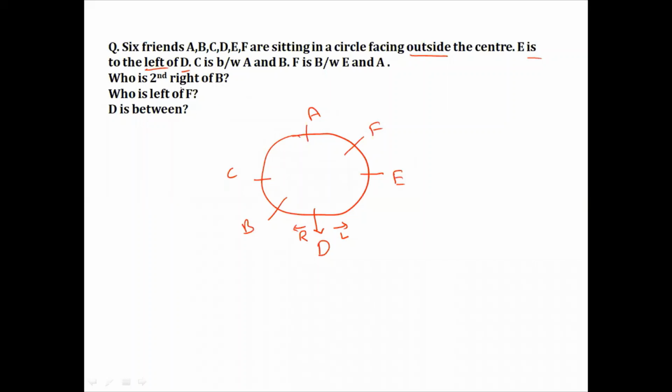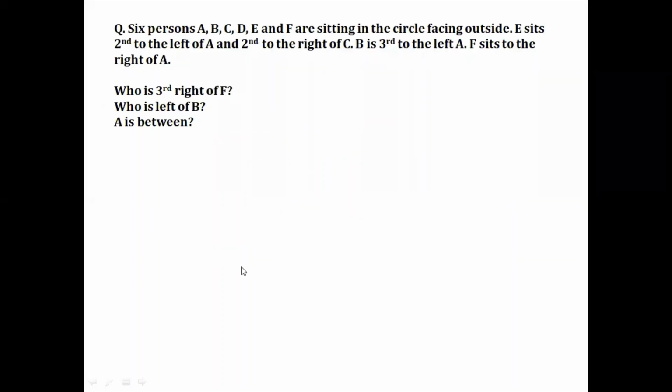Now who is second to the right of B? Placing E is half of the part, and answering the question is the remaining half. Now B is facing outside, so this is the right side. Who is second to the right of B? A. Next, who is to the left of F? Now you tell me, is this left side? Yes. Who is to the left of F? That is again A. D is between B and E. Six persons A, B, C, D, E and F.